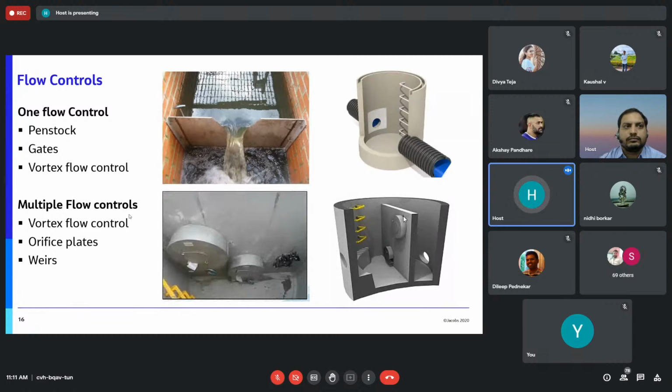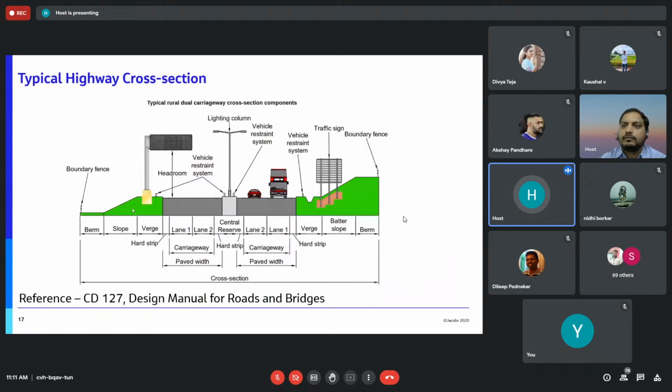A V-notch or a weir is something that is used in open channels. If you have a ditch or a surface water channel, you can use it to control the flows. So the major function of these flow controls is to stop the water inside whichever storage device you have, whether it is a pipe, a pond, or a detention basin. Next slide, please.